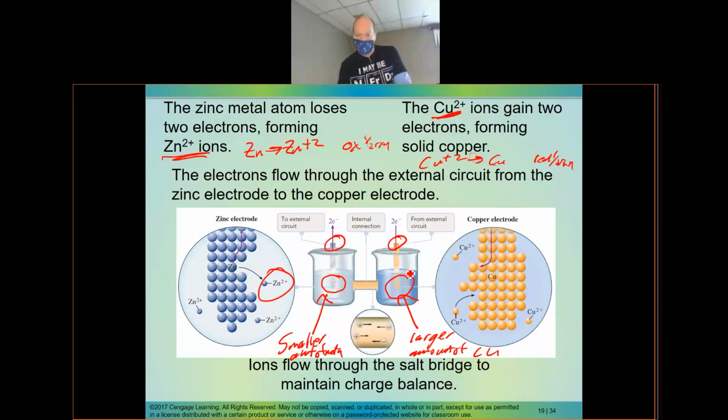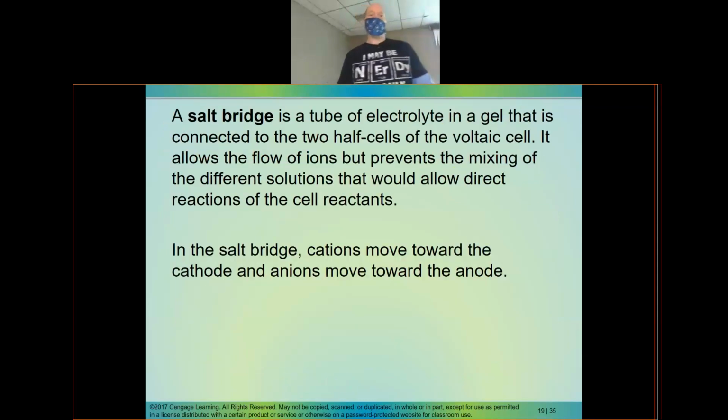And then you have your salt bridge here to make sure that you're not going to be generating too much negative charge or too much positive charge. And that again, of course, is called the salt bridge. So it is a tube of electrolyte, KNO3. So any salt would work here.